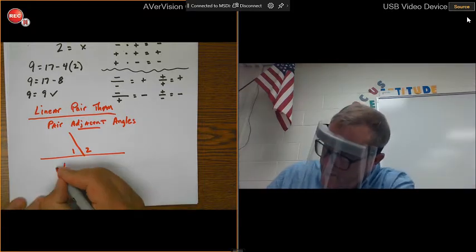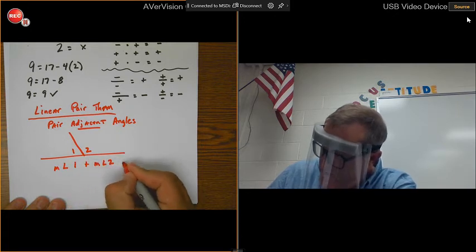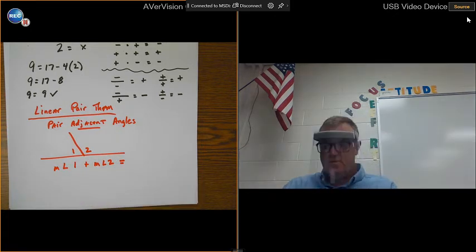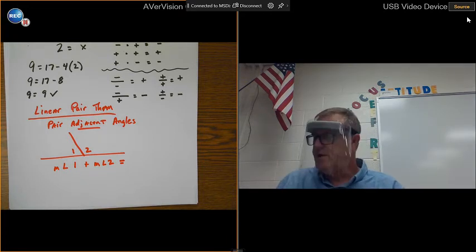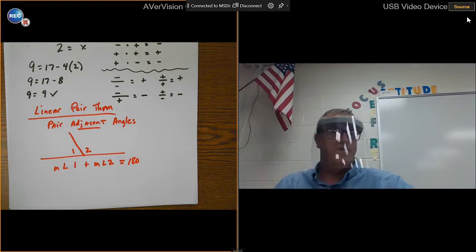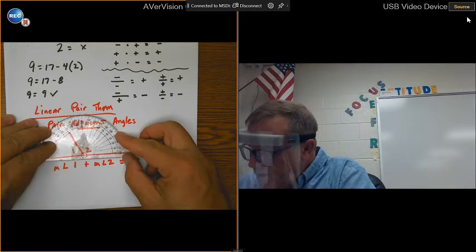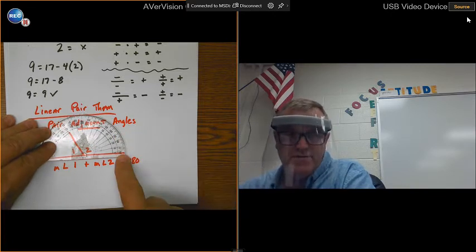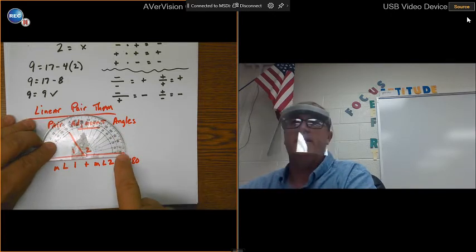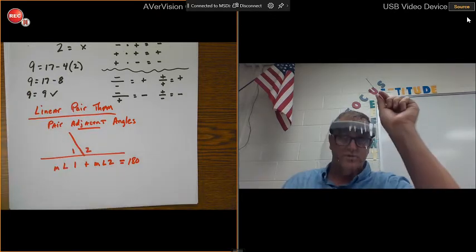So angle 1, the measure of angle 1, plus the measure of angle 2. How many degrees are in a straight line, Smith? 180. Thank you very much. Very fundamental thing of geometry that we will talk about all year. 180 degrees. If you can't see it, 180. You can use your protractor and look it up. You will need your protractor, I believe, for the homework. Make sure you have one.